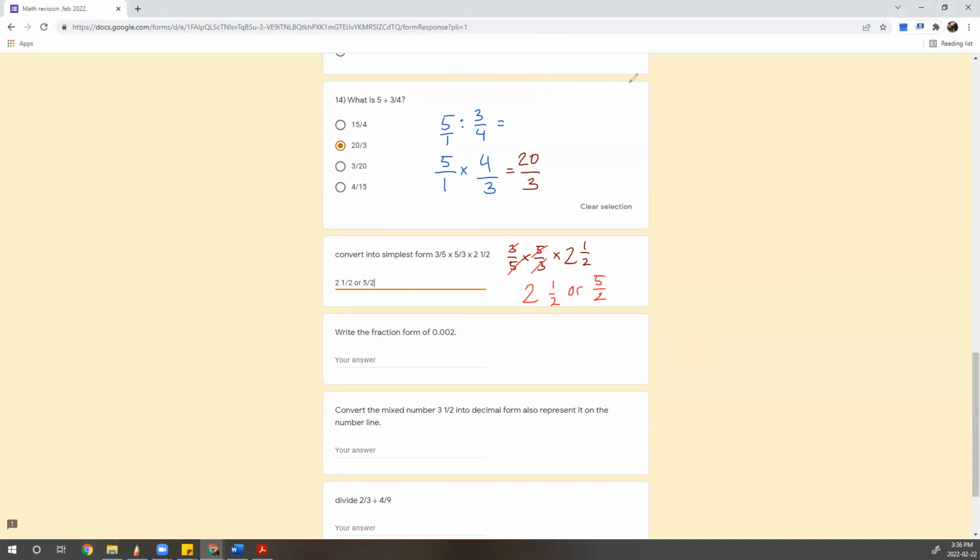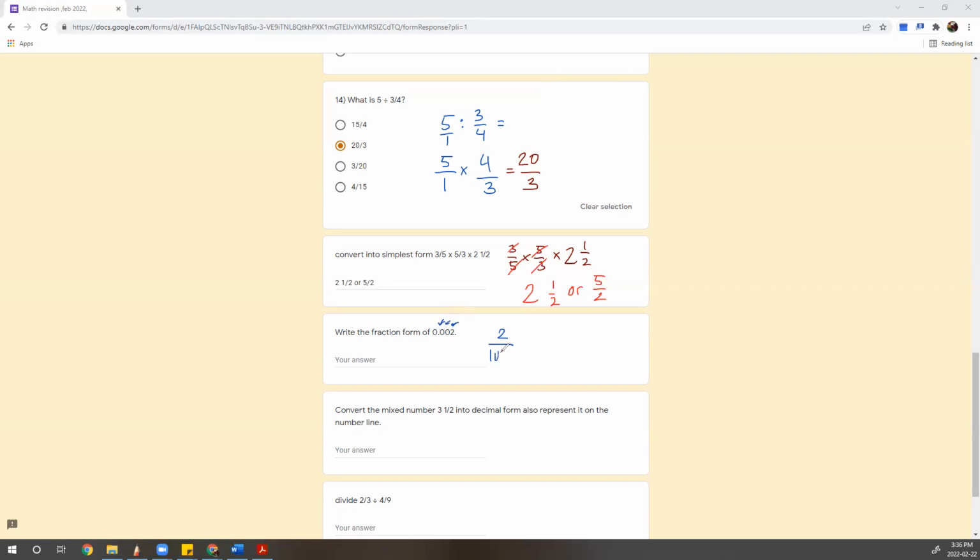Okay? Now, write 0.002 in fraction form. So 2 over how many decimal places do we have? 1, 2, 3 behind the dot, right? So after the dot, we have 3 numbers.